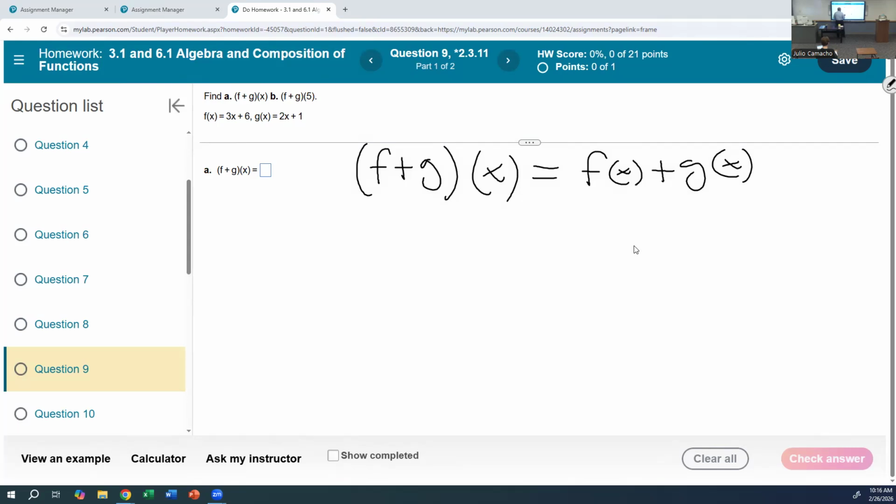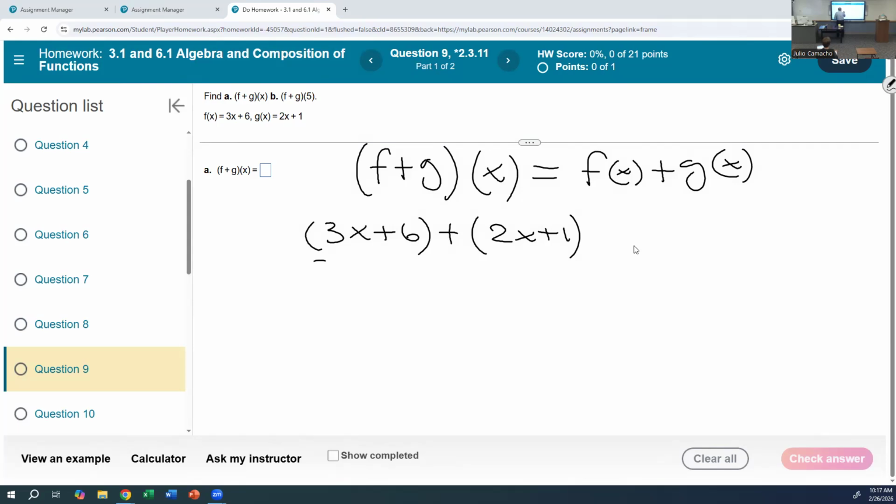So if that is true, who is f of x? It's 3x plus 6, and we put it in parentheses. That is your f of x. And your g of x is a plus there, a bigger plus, then 2x plus 1. So we are adding these two equations, because f of x is the equation 3x plus 6 and g of x is the equation 2x plus 1. There is nothing to distribute. You can distribute the positive in the second parenthesis, but it will not change anything because all these terms are positive.